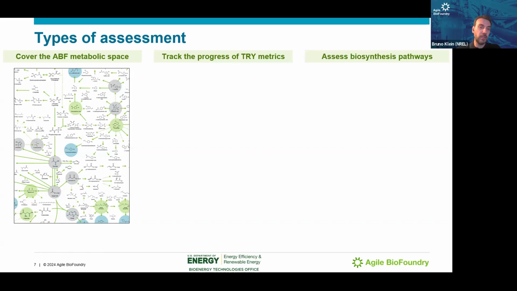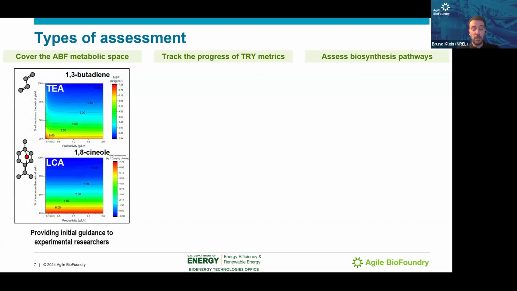So next slide, please. These are just some examples of types of assessment that we can carry out in ABF. One of them initially is covering the metabolic space of interest to ABF, just as a means to provide preliminary information to the researchers whenever needed. Next slide, please, Angie. We have done that for several different molecules. I'm just presenting here two specific molecules, TA results for 1,3-butadiene, and LCA results for 1,8-cineole. And the idea is just providing this initial guidance to experimental researchers so they can understand where their experimental development of a specific route stands as a function of productivity here on the x-axis and yield, as a percentage of the maximum theoretical yield, on the y-axis.